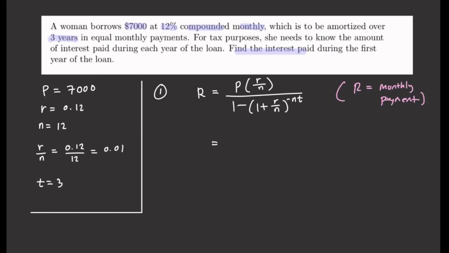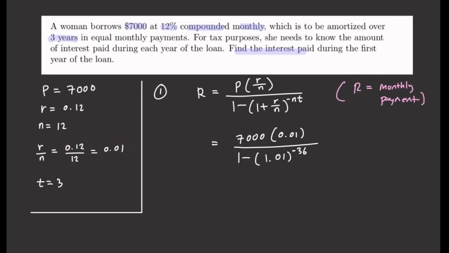So I'll substitute my values for P, little r, N, and T. So you'll have P, that's a 7,000. Let's go ahead and substitute that. 7,000 times R over N. Well, I already calculated that. That's right here. I'll substitute just that 0.01. Divide that by 1 minus, then 1 plus R over N. That's 0.01. To the power of N times T, that's negative 12 times 3. And if you want, you can just put that in as negative 36. Okay, so that's the first thing, calculating R.